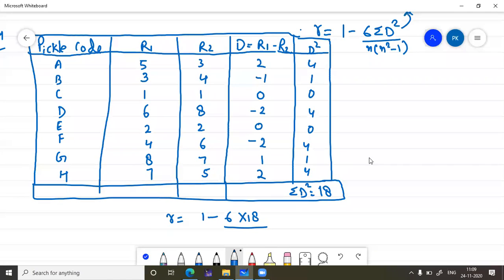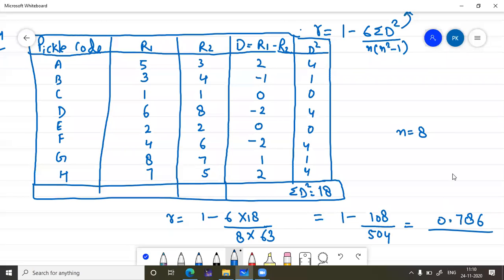Ma'am, 8. Yes, n is 8. So it's 8 into n square minus 1. This is 64 minus 1, it's 63. So after evaluating it, we'll get 18 cross 8, it's 108 divided by 63 multiplied by 8, which is 504. So you will get a value which lies between +1 and -1. So this is the rank correlation between the data.